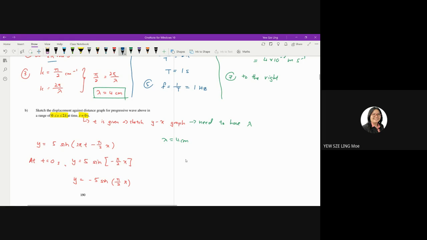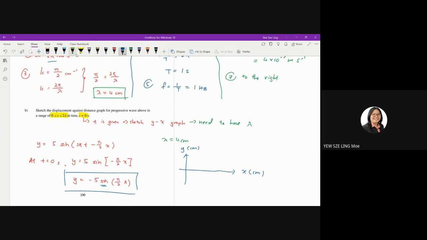So how are we going to sketch a graph? So y against x. The unit given is in terms of cm, so we label it as cm here. It's going to start from 0. How do I know it starts from 0? By looking at this equation. You have an equation without initial phase angle, so this is a sine function.